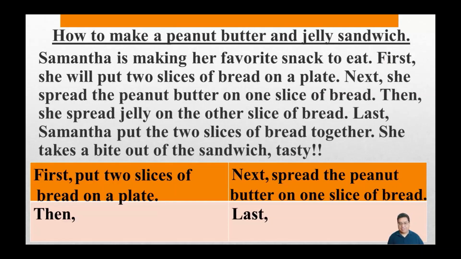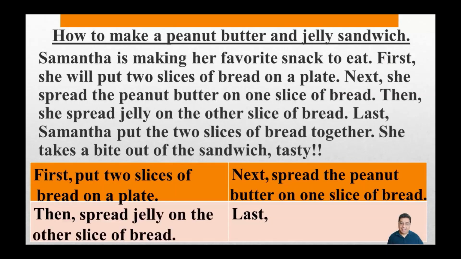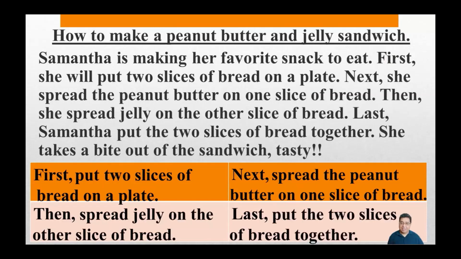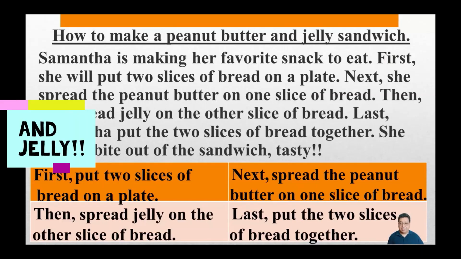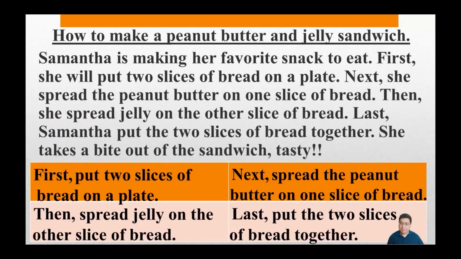Then what did she do after that? Okay, then she would spread jelly on the other slice of bread. And what's the last thing she did? Okay, we're going to put 2 slices of bread together. Okay, so that's to make the peanut butter sandwich. Of course, she did eat it afterwards. So I guess technically you could say that too, but we just wanted to explain here how the steps are in making a peanut butter sandwich.